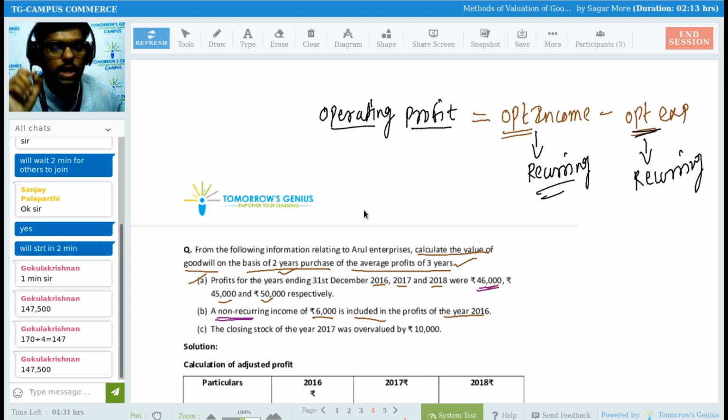So what we have to do here now, tell me. Sir, in 2016, we earned a profit of rupees 46,000. While calculating that 46,000 rupees of profit, we have considered 6,000 rupees of non-recurring income. Non-recurring income means that income is not related to my day-to-day business activity, right? So what should I do now? How can I adjust this? Should not consider it. Should not consider means what? I need to subtract now, because in that 46,000, 6,000 is included.